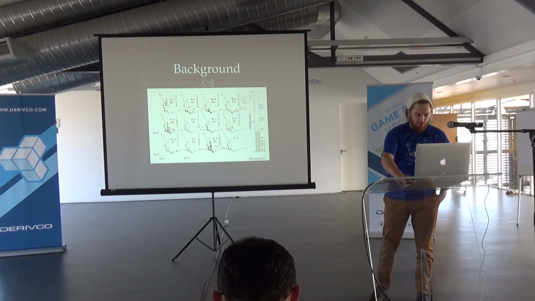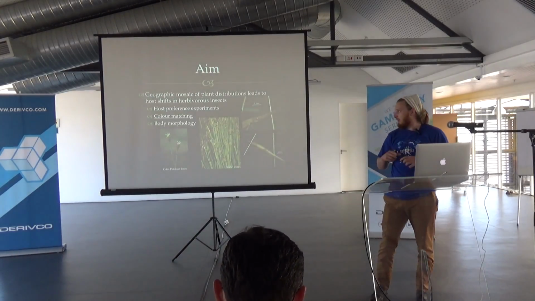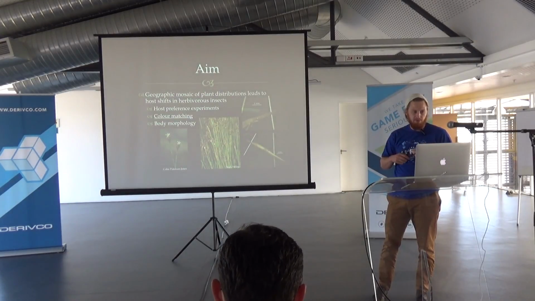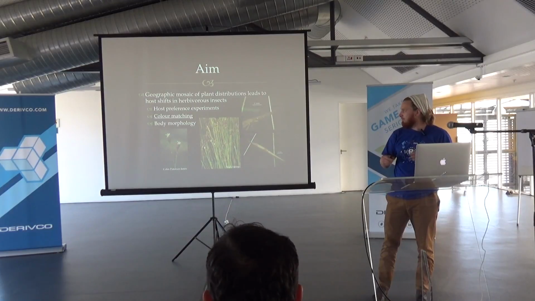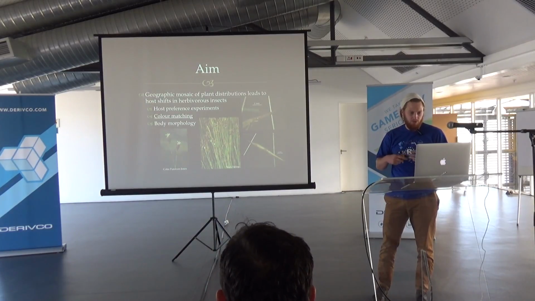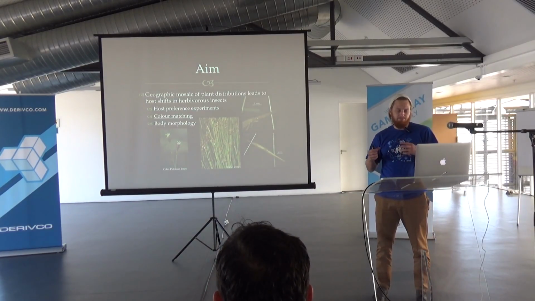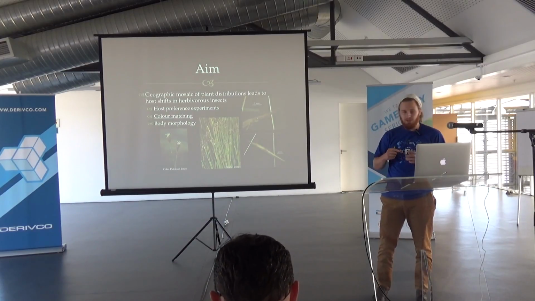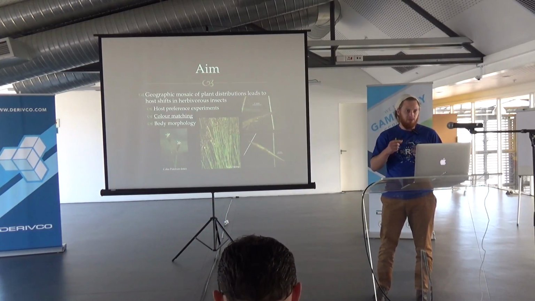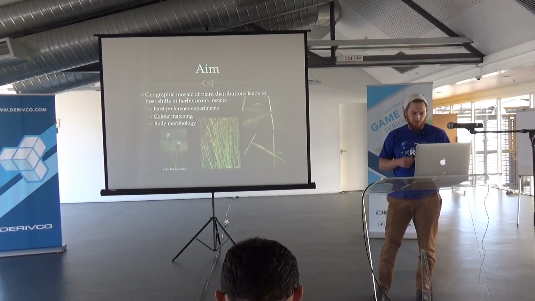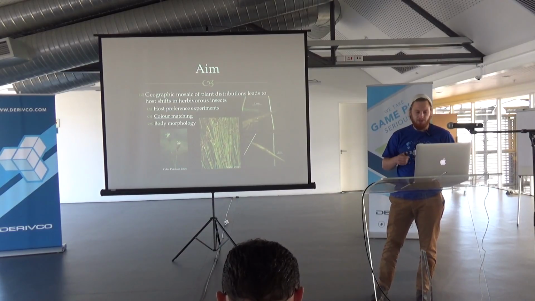So the hypothesis here is that because you have this mosaic of potential putative host plants, it is causing host shifts to form, where the populations of leafhoppers are adapting locally to the host plants that are available to them. So in order to test this, there were 3 approaches in the paper.